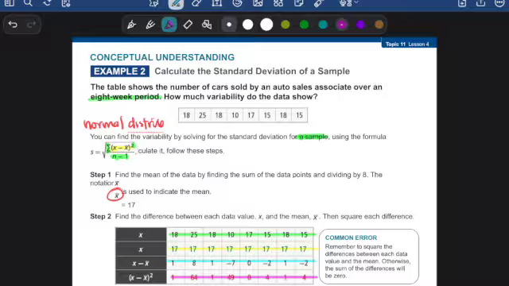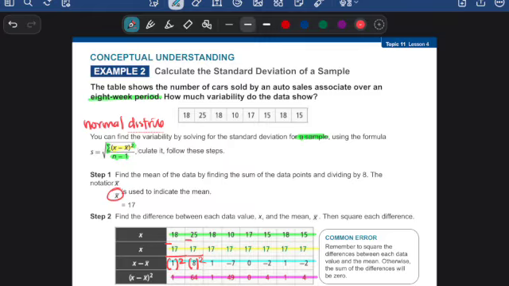Okay? So you can see how we filled out the table. We just did 18 minus 17 is 1, and then we square 1 and we get 1. We did 25 minus 17, we get 8. Then we squared 8 and we get 64. And so on to fill out the table.